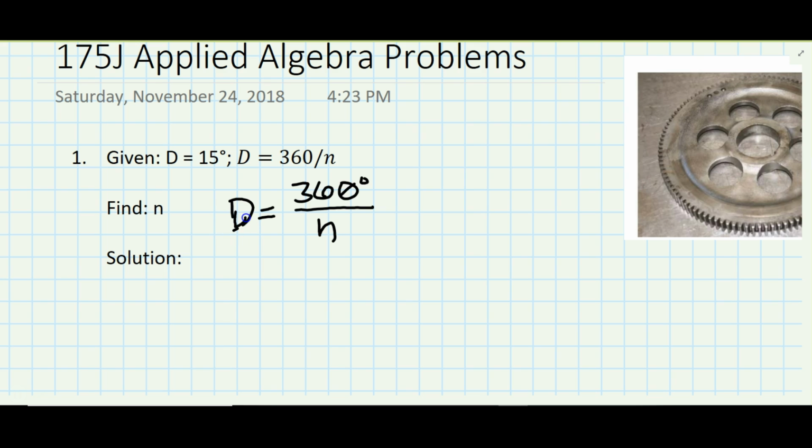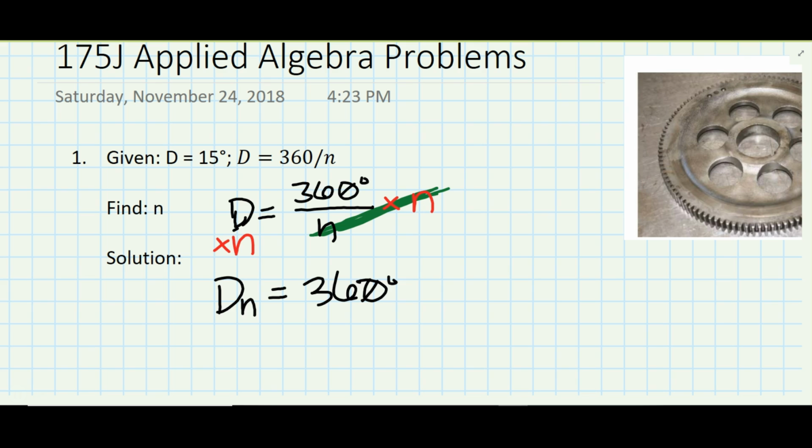So first, we have to multiply both sides by n. That's going to give us dn equals 360 degrees, because the n's cancel out. If you divide by n and then multiply by n, it's going to cancel out. So we have dn equals 360 degrees.